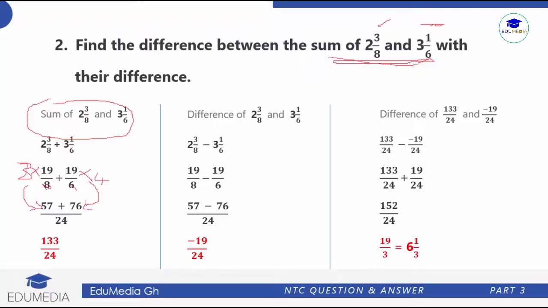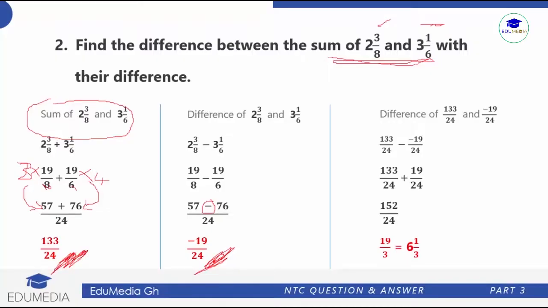So looking for the difference, we take 2 whole number 3 over 8 minus 3 whole number 1 over 6, and we move on with the same process. The only difference is that when we get here to 57 and 76, we will only subtract, we are not going to add, because this is a difference. So when we subtract that, we get negative 19 over 24. So from the difference, the answer is negative 19 over 24, whilst from the sum, the answer is 133 over 24.